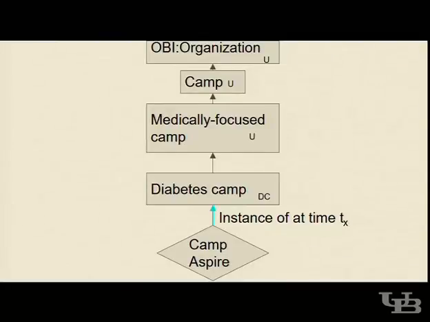And what I mean by diabetes camp ontologically is that in all of the attendees of this camp, there inheres some OGMS disease, which is diabetes, in all of the campers. So a medically focused camp would be where there inheres some OGMS disease in the campers, whereas here the OGMS disease is diabetes. Camp Aspire is the local example, which I've mentioned a few times, where I work. That's an instance of this defined class that I'm calling diabetes camp at some time.